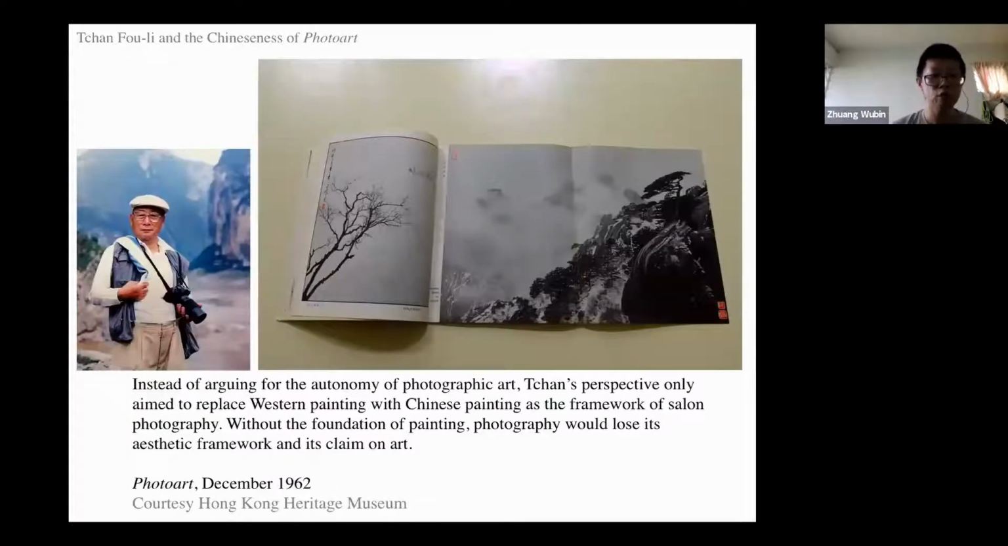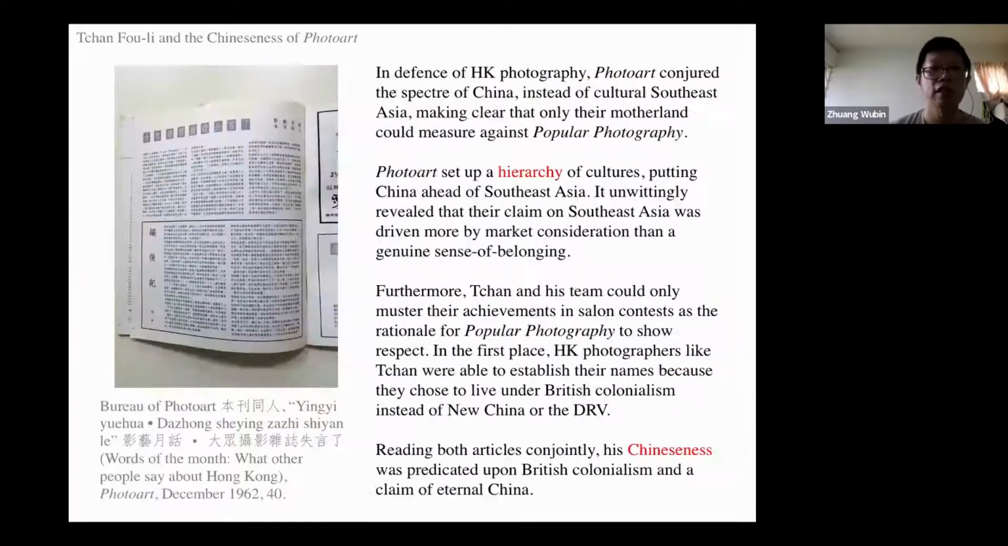So if we read these two articles together, we can say that in the first article, instead of trying to argue for the autonomy of photographic art, you can see that the basis of the aesthetic framework for 𝗪𝗡 was still painting. What he was essentially arguing for was the replacement of Western painting with Chinese painting or Chinese ink painting as a kind of reference for Chinese photography or Chinese photographic art.